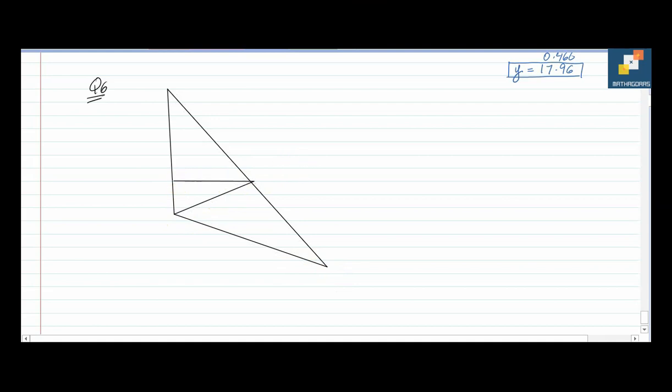So this is a figure of question number 6. It's triangle P, T, Q, S, R. In the figure, QS is 25. This length is 25 centimeter. Angle QSR is 45 degree.